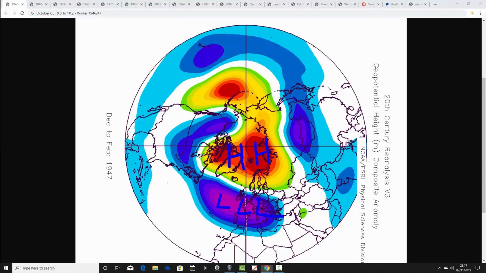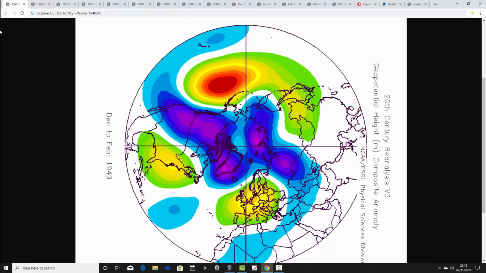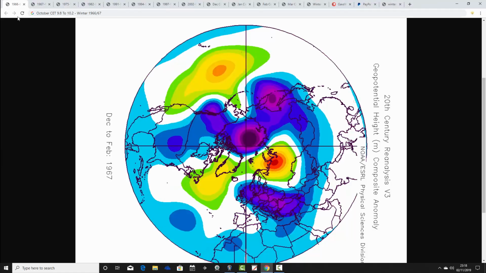Extensive high pressure sitting in the northern latitudes, lots of low pressure with the jet stream going down there, and of course we have those easterly winds going from Russia to Canada across the northern hemisphere. Severely cold winter in 1947. Didn't start until late January, but when it got going, my word, did it get going. And then we've got 1948, 1949. This one is a dry and mild winter with above average heights again over the UK and much of Western Europe.